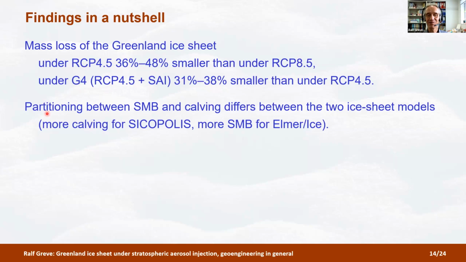On a bit more of a detailed note, we have seen that the partitioning between surface mass balance contribution and calving contribution differs quite a bit between the two ice sheet models. Calving contributes more for Psychopolis, while surface mass balance contributes more for Elmer ice. It's not so surprising, because we know very well that calving, and dynamic changes more generally speaking, is a process that is quite difficult to model. This is still a weak point in ice sheet models to date, so it's not surprising that we see this difference. Quite a lot of research is going on into how to improve the description of calving processes in ice sheet models.